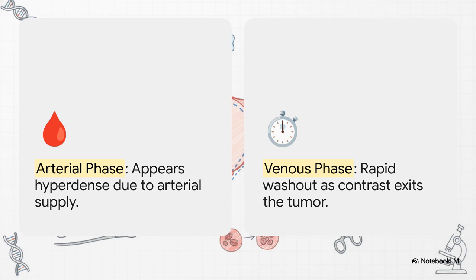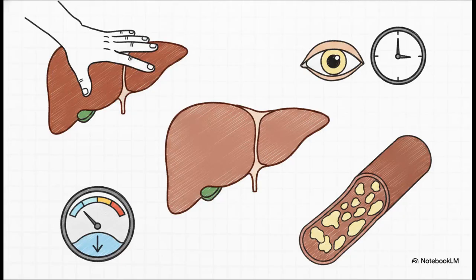But in the venous phase, the contrast leaves the tumor way faster than the surrounding liver tissue, creating this classic rapid washout effect. Metastases, on the other hand, just stay hypodense. Let's rapid-fire some high-yield HCC facts for the boards.